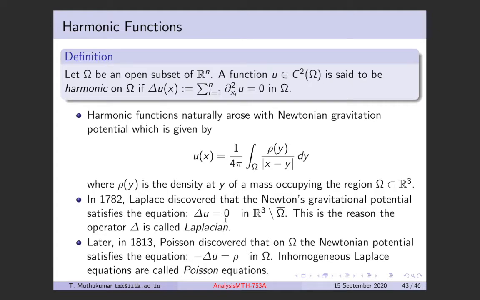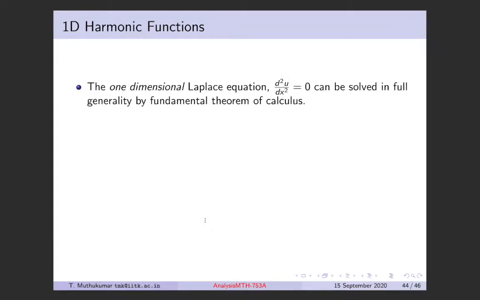So these were some properties discovered about Newton's gravitational potential very soon, within a span of a century and a half. The motivation for harmonic functions actually comes from these kinds of studies. In fact, in physics, all these are studied in the subject of potential theory. All these are analyzed in the potential theory branch. So let's understand what harmonic functions are.